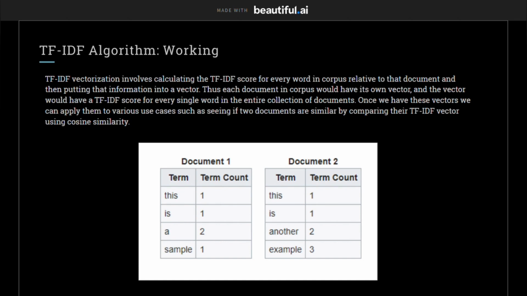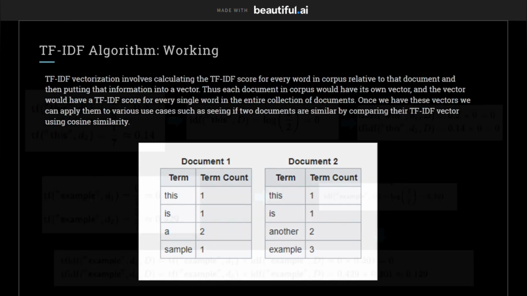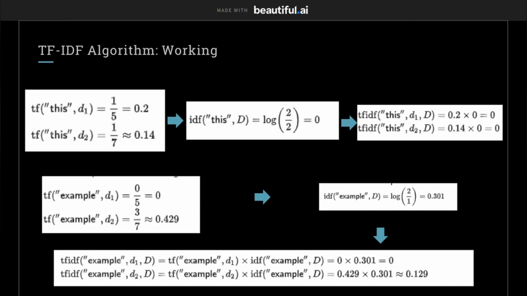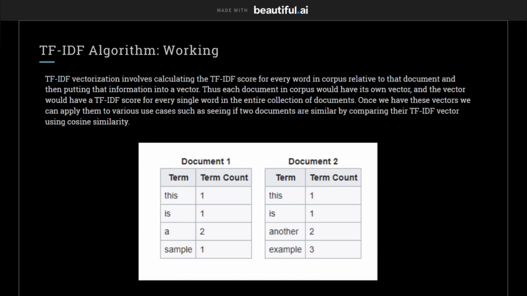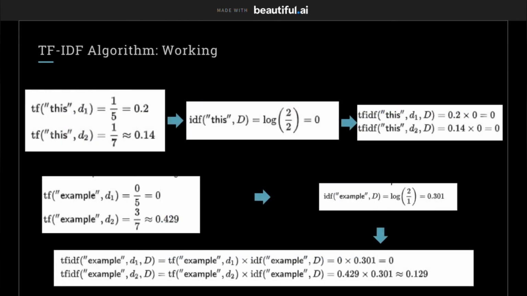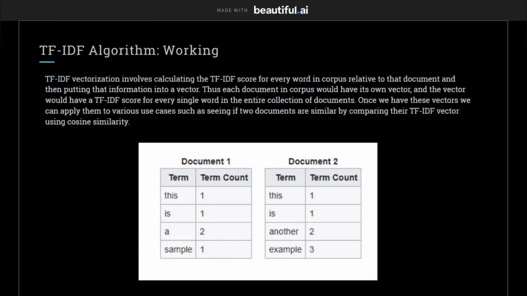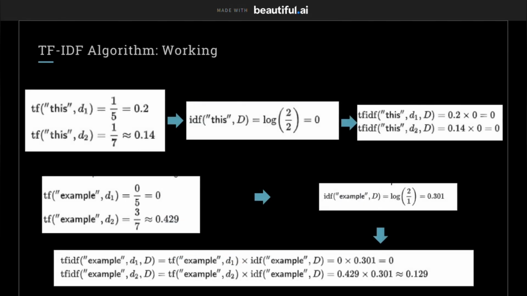To show the calculation of TF-IDF scores, I've taken two documents as examples with the following terms and term counts. To calculate the term frequency of the word "this" in document 1, divide the term count of "this" in document 1 by the total number of words. Similarly, calculate the term frequency of "this" in document 2, and later calculate the inverse document frequency of "this" by taking the ratio of the total number of documents to the number of documents in which the word "this" has occurred, and then taking a log to the base 10. So to calculate TF-IDF, multiply TF and IDF for each document. And similarly calculate the TF and IDF scores of "example" in documents 1 and 2.